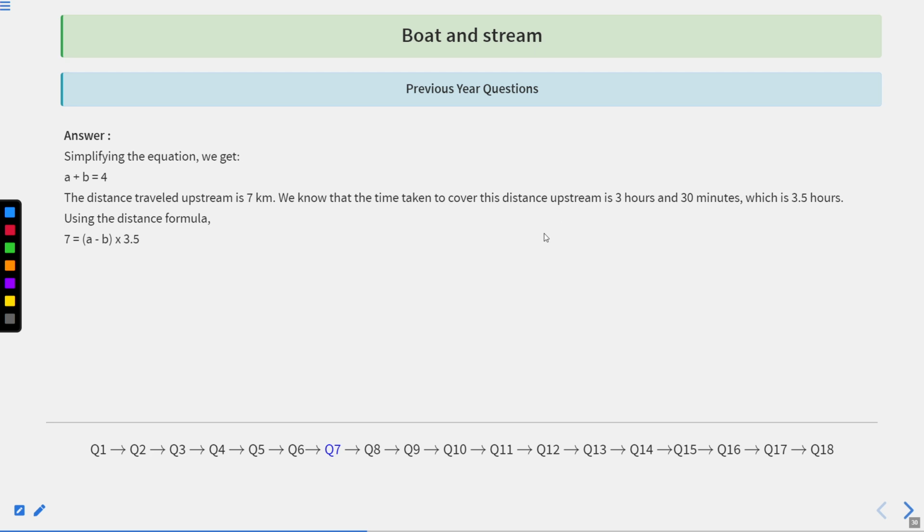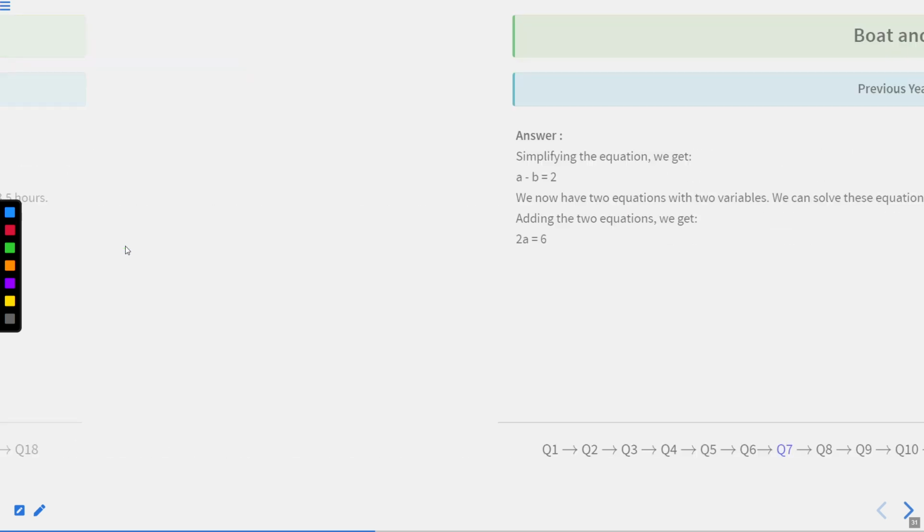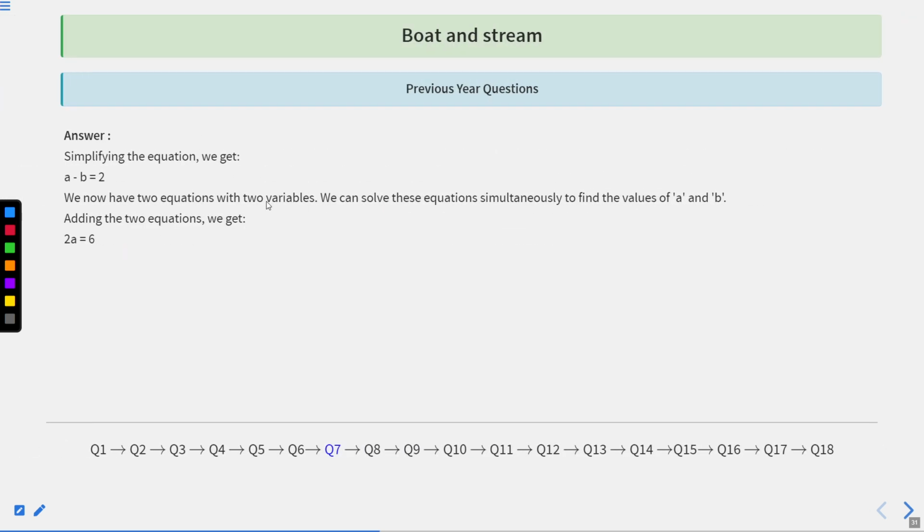The distance traveled upstream is 7 km. We know that the time taken to cover this distance upstream is 3 hours and 30 minutes, which is 3.5 hours. So using the distance formula, we will have 7 equals (a minus b) times 3.5. Simplifying the equation, we get a minus b equals 2.